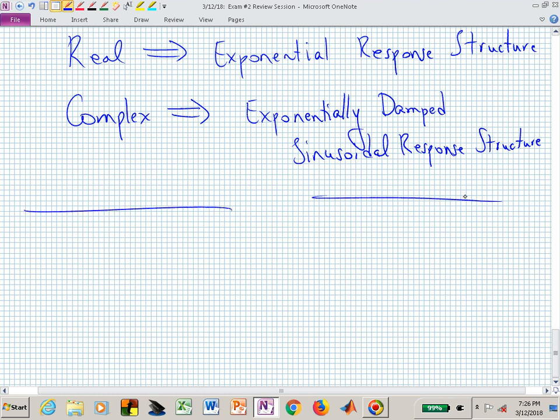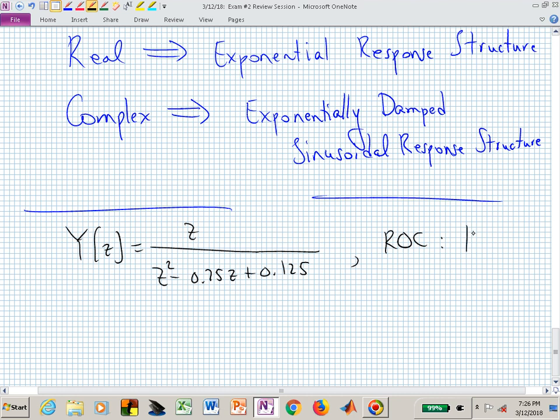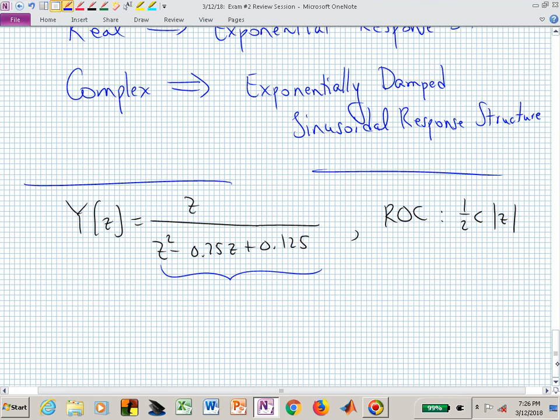Suppose we had the following. Suppose I gave you Y of z is z over z squared minus 0.75z plus 0.125. And somebody tells you that the region of convergence is the magnitude of z is bigger than 1/2. Can you factor that? Already gave it away, didn't I? Did you see that?